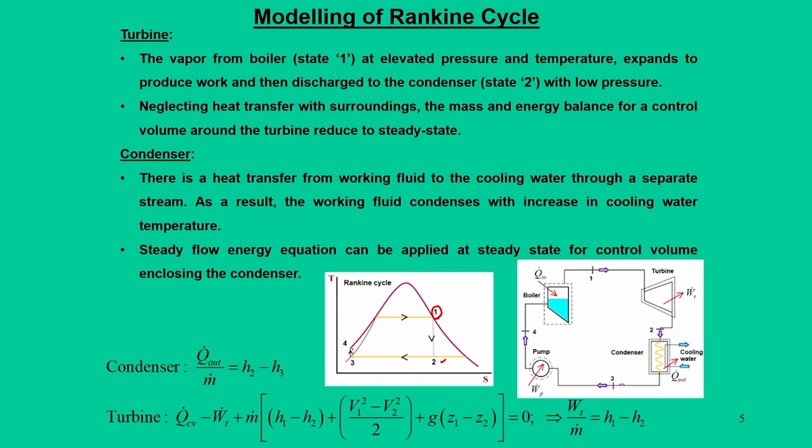So, when it enters the pump, it is in the saturated liquid state. So, its pressure is increased. So, how much is it increased? It is increased to boiler pressure. So, 3 to 4 is the process in the pump, and this process is also modeled as isentropic.